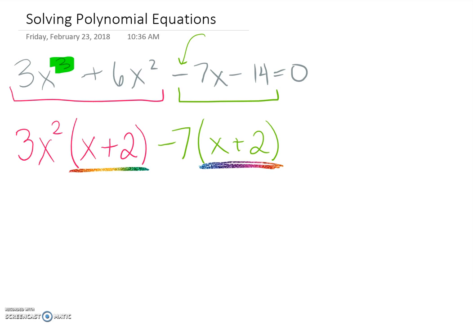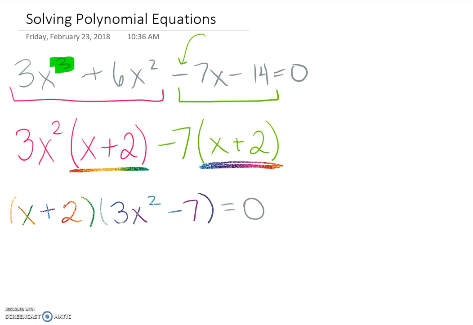Since we have that matching binomial, we're going to separate those out as my first factor. And then my second factor in this technique is kind of the leftovers. So 3x squared minus 7. Remember, we are solving an equation, so all of this is technically still equal to 0.